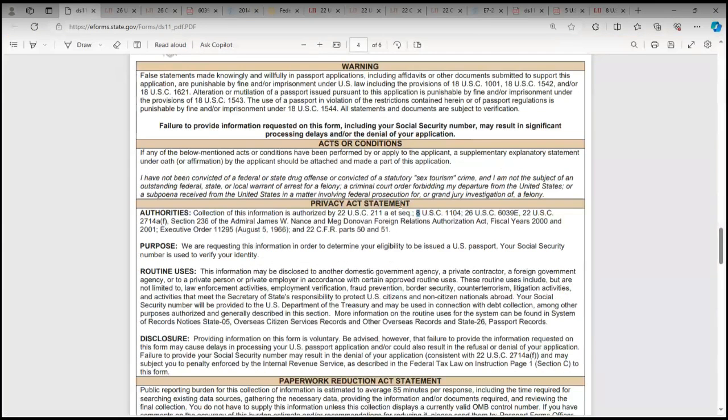The next one is going to be the big one. So let's go. Should I do this one first? 22 USC. Let's do this one first. 22 USC 2714A.